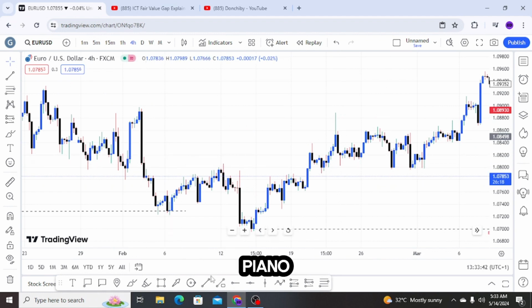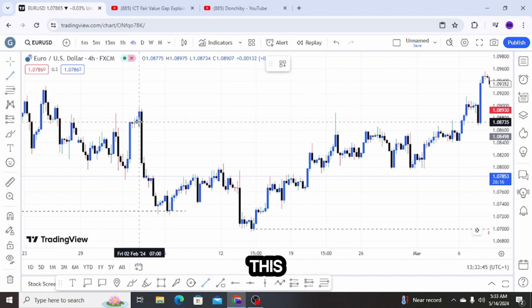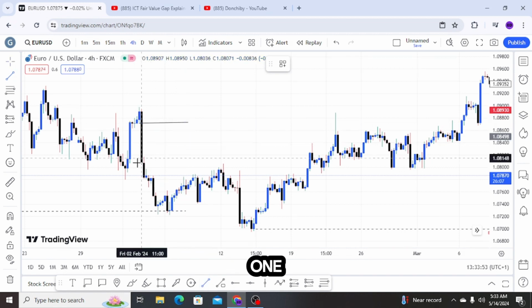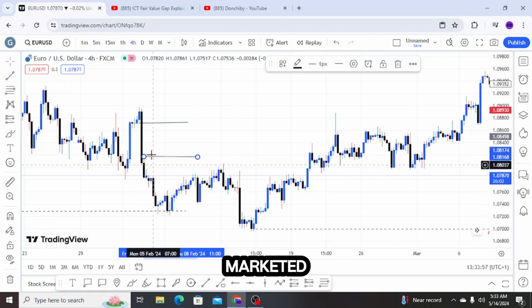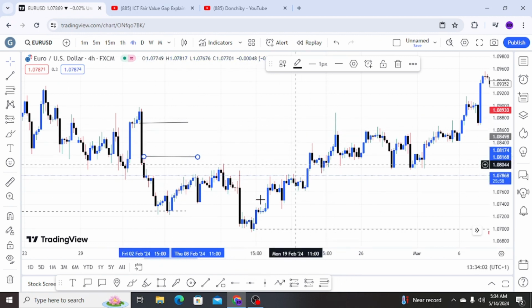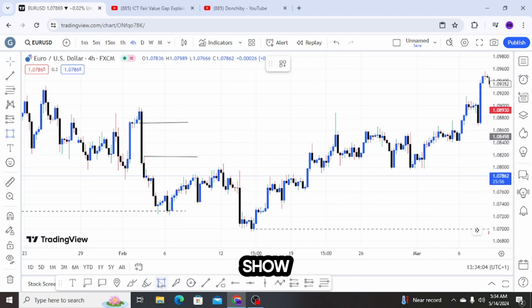So look at it right now. You can see this, the high of this bullish candle here, the low of it, sorry, and the high of this one. All right, that is a fair value gap here. What did the market do? The market later came up and filled the gap.